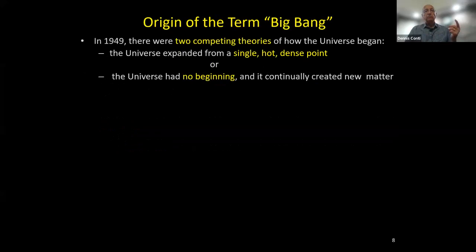Now, where did the term Big Bang come from? In 1949, there were two competing theories about how the universe began. One was that it started from a single hot, dense point, which is what we believe today was the beginning point. The other theory was that there was no beginning. It was continually created. It was continuously there. Matter was created, but it was just always there.